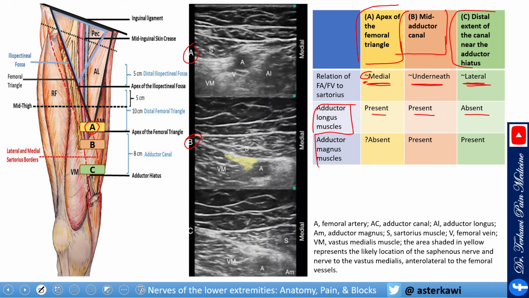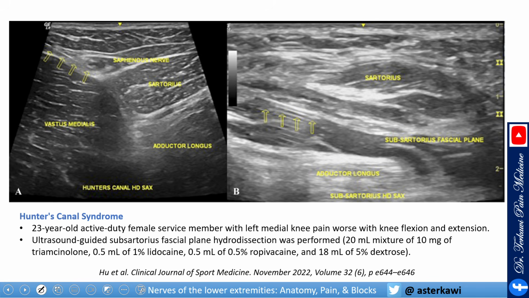If you look at the adductor magnus, it's present in almost all these levels, but it's hard to see when you are at the apex of the femoral triangle, unless you go more medial. So I hope this is helpful. When you put your ultrasound, look at the vessels' location compared to the sartorius muscle, and look at the presence of the adductor longus and magnus.